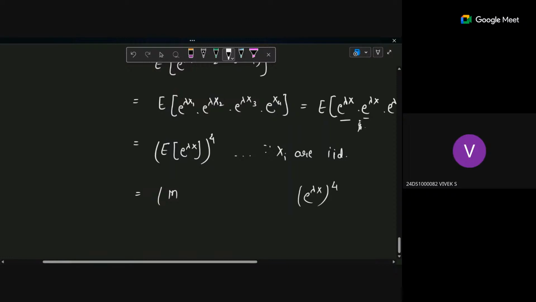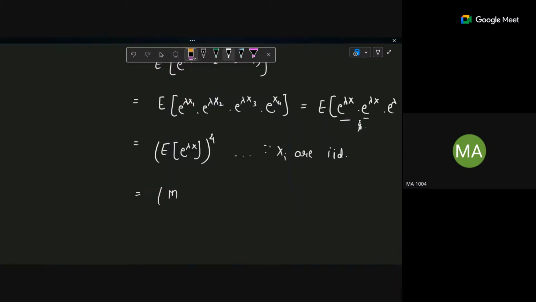Why are we not writing 4 times x? So 4x only will come in the power; we'll just add it, it's a multiplication. In the power is also fine, we can write that also, no problem. So the MGF of lambda raised to the power 4, what is that?